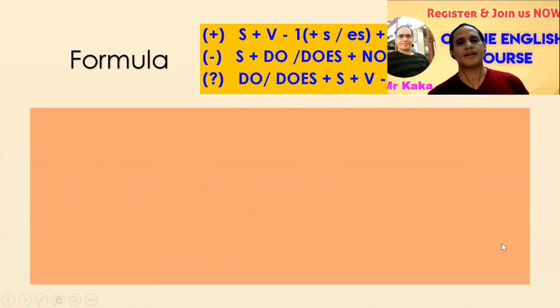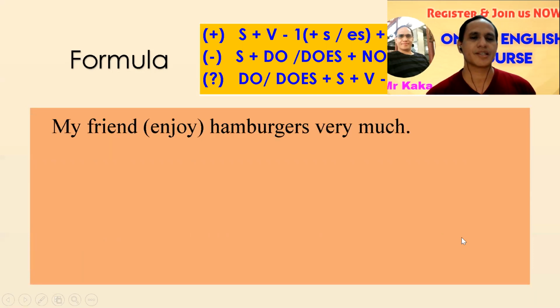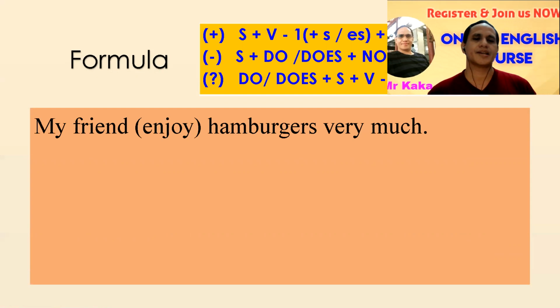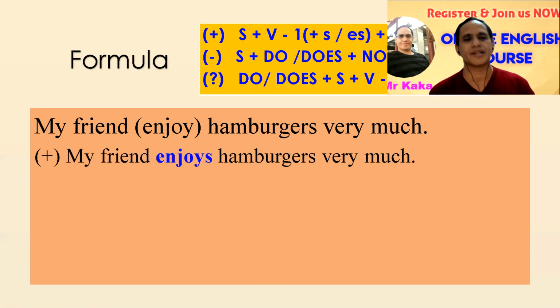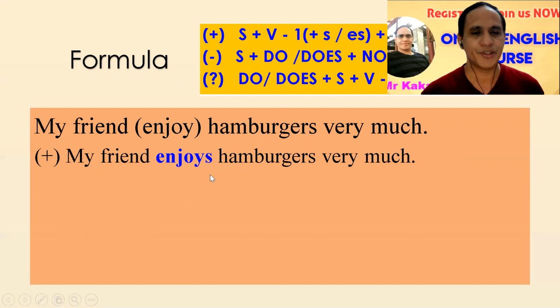All right, everybody. Now let's go to the next example of the simple present tense. My friend enjoy hamburger very much. If you want to change this sentence into the positive form of the simple present tense, it will be: my friend enjoys hamburgers very much. Please pay attention: we add -s to the verb enjoy because my friend is classified as the third person singular.